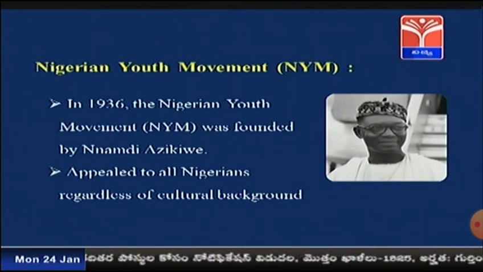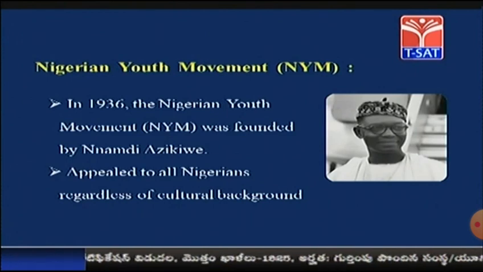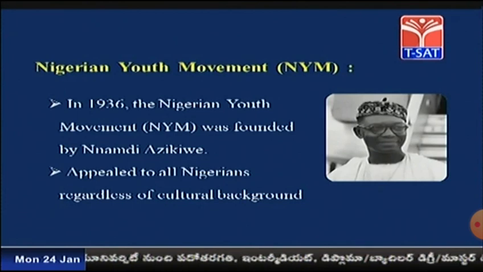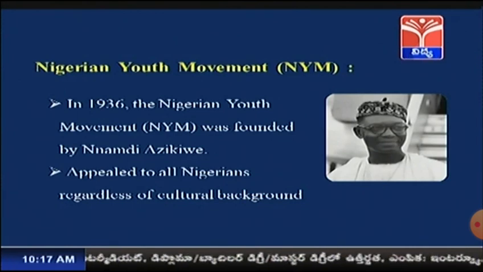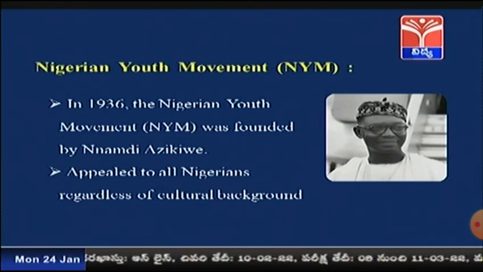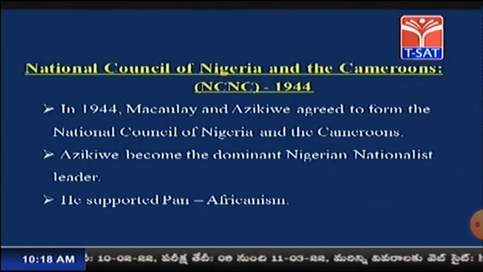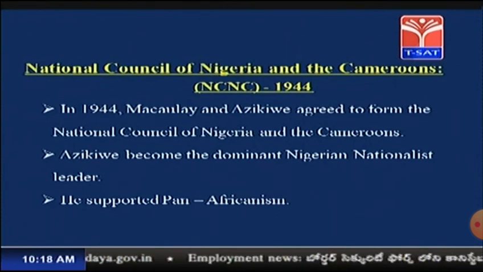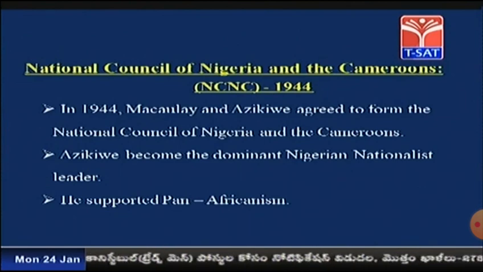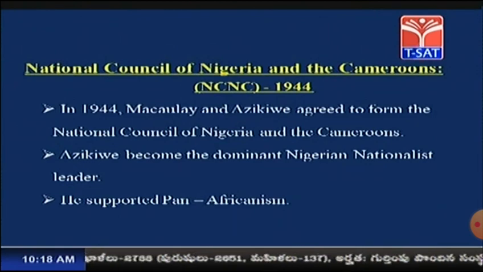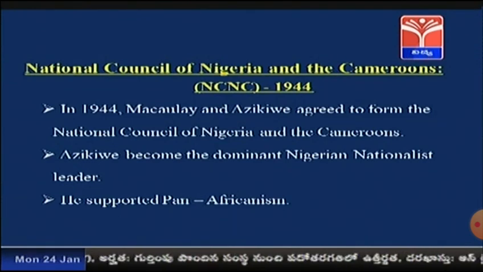In 1936, the Nigerian Youth Movement was founded by Nnamdi Azikiwe. This person appealed to all the Nigerians regardless of cultural background. You can see the picture of Nnamdi Azikiwe in this slide. But later, these two political parties agreed to form a new political party called the National Council of Nigeria and the Cameroons in the year 1944. For this new political party, Azikiwe became the dominant Nigerian nationalist leader.